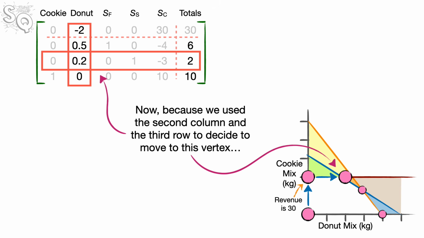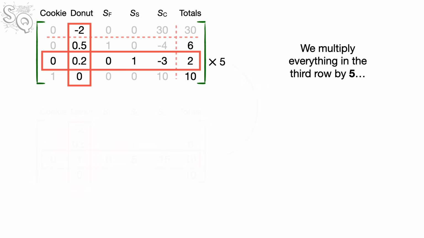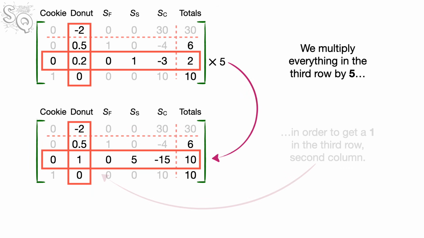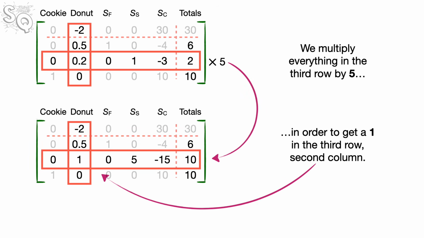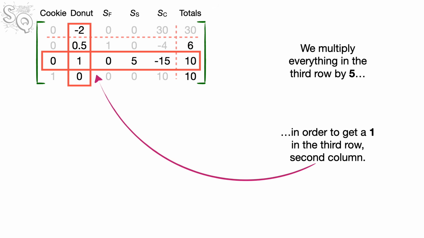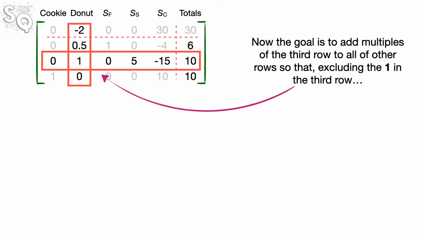Now, because we use the second column and third row to decide to move to this vertex, we multiply everything in the third row by 5 in order to get a 1 in the third row, second column. Now the goal is to add multiples of the third row to all of the other rows so that, excluding the 1 in the third row, every other value in the second column is 0.